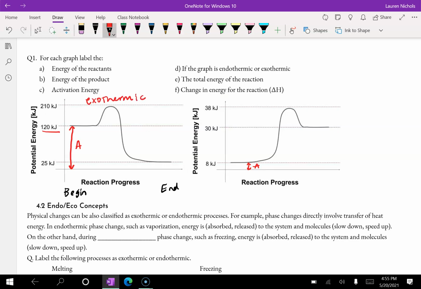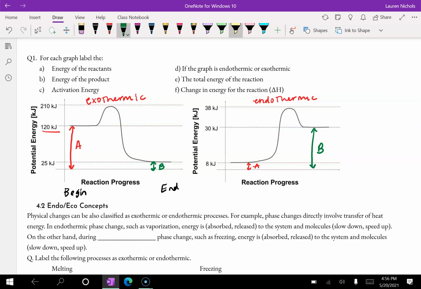Whereas on this one on the right, the energy of the reactants is much lower than the energy of the products. So this is endothermic because it has to absorb energy in order to get up that high. And so kind of like I alluded to, the energy of the products is right here. So it's very small in an exothermic graph, but pretty big in comparison on an endothermic graph.